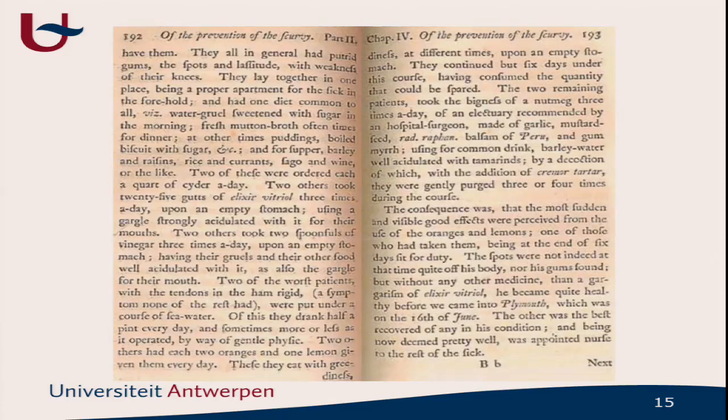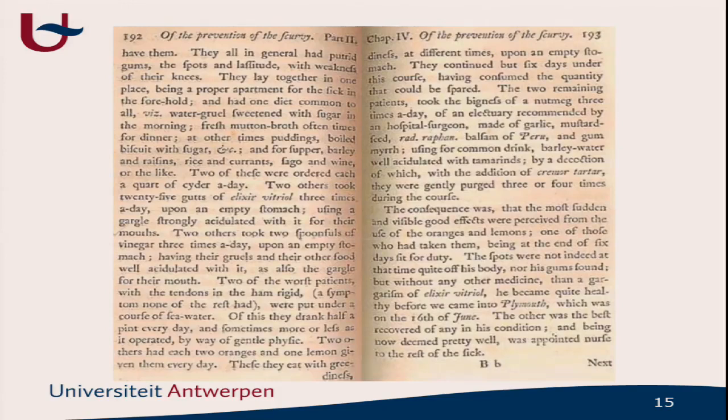"They all in general had putrid gums, the spots and lassitude with weakness of their knees." So the symptoms are more or less the same. Now I would say he is describing the control. This is not what currently we are discussing when we talk about a controlled trial. But here he says, "They lay together in one place, being a proper apartment for the sick in the forehold." This is controlling your experiment, making sure that you are in charge, you are controlling everything. "They had one diet common to all." Let's control the circumstances under which the experiment takes place.